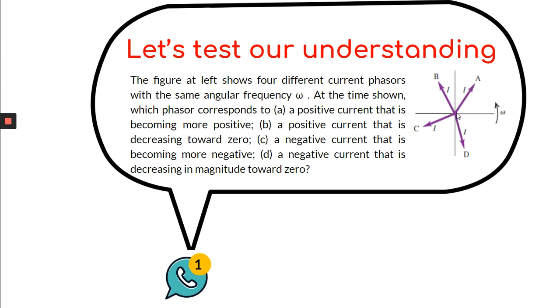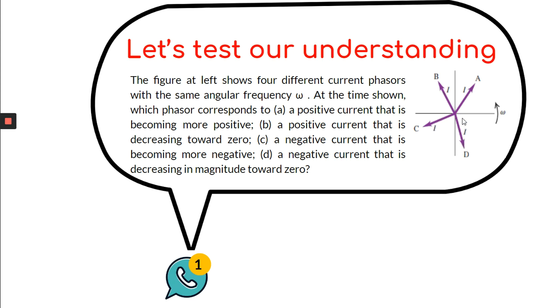So that means A cannot be the answer, because in case of A, though your current is positive, it becomes less positive and then becomes 0. So A cannot be the answer. B also not possible. C also not possible.